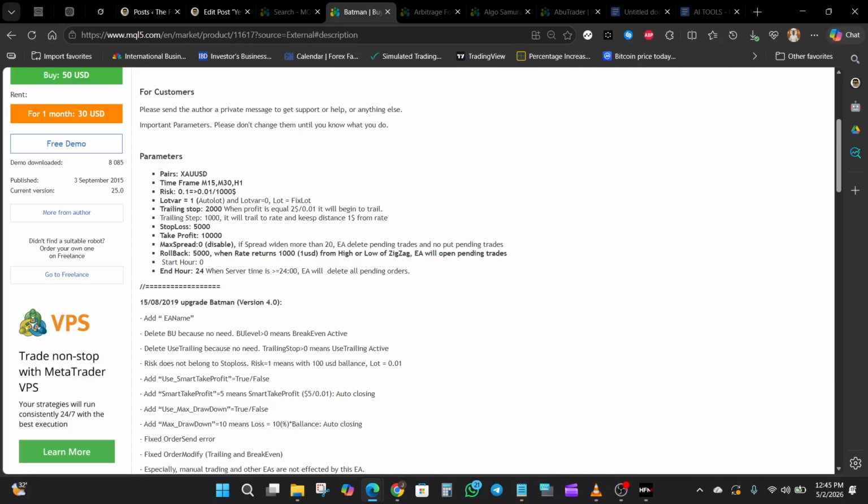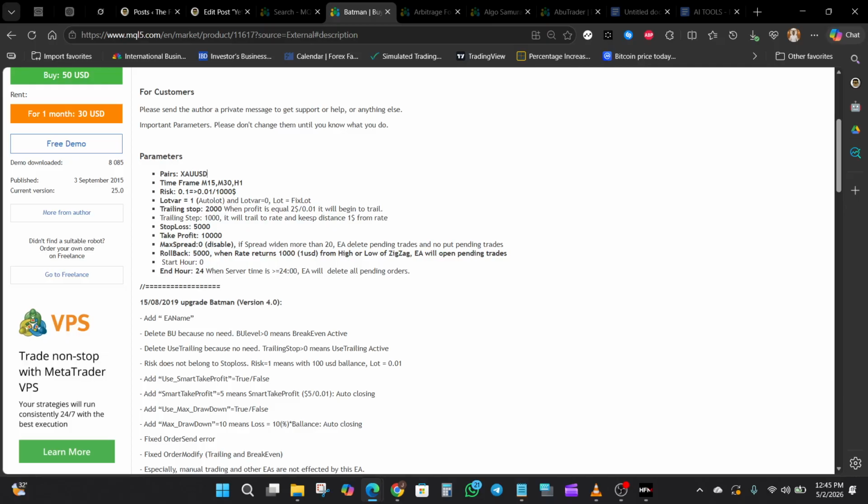Now, instead of just listing features, let's actually break down what this means in practice. Because it is using zigzag, the EA is identifying recent highs and lows, right? So essentially mapping out where the market has previously reversed. Then based on that structure, it places pending orders at those levels, waiting for price to break out. So it's not chasing the market, it's positioning itself ahead of potential breakouts. That's a key advantage. It allows the EA to catch momentum moves early, especially in volatile markets like gold.